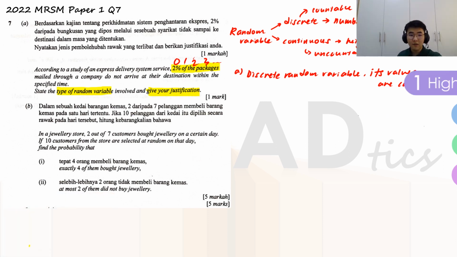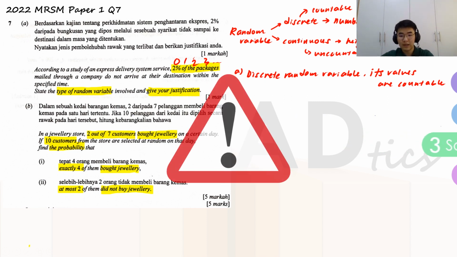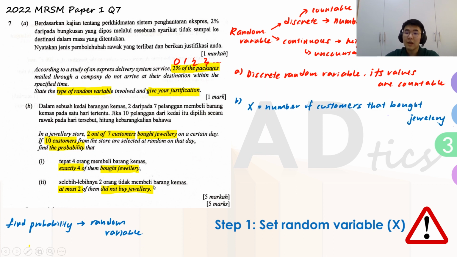Alright, for part B, we have a jewelry store whereby out of 7 customers, 2 of them bought jewelry on a certain day. If I randomly select 10 customers, we need to find the probability that exactly 4 of them bought jewelry, and another case is at most 2 of them did not buy jewelry. For this chapter, if you want to find probability, we need a random variable first. A random variable is actually an unknown. So I can let the definition of this unknown be the number of customers that bought jewelry.